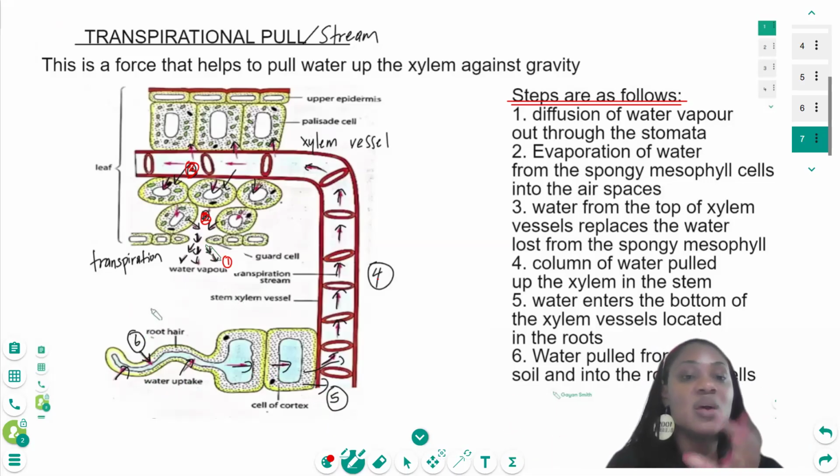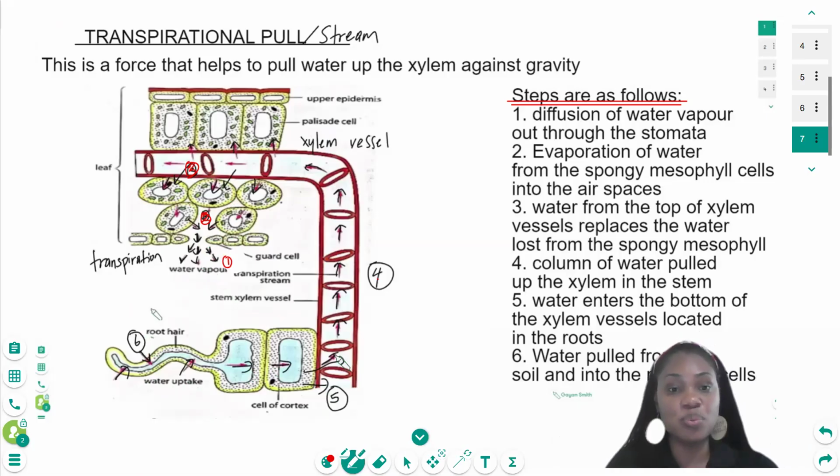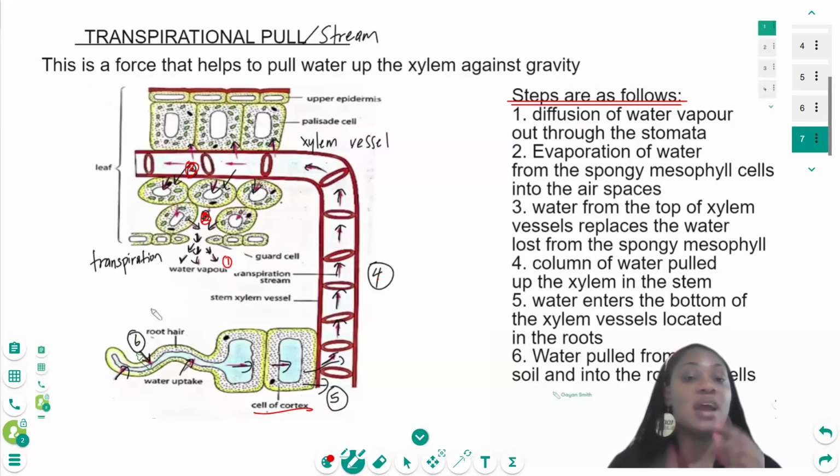Just by losing water through the stomata, we replace that by pulling water from the spongy cells. Then the spongy cells pull water from the xylem to replace what they lost. And that water we are pulling from the xylem causes a suction force to pull the water up, and it pulls water from the root cells to replace what the xylem lost. And then the root is losing water, so it now has to pull water from the soil to replace what it lost. And that's why it's called a transpirational stream, or transpirational pull, which really starts off by losing water vapor through the stomata in the leaf.